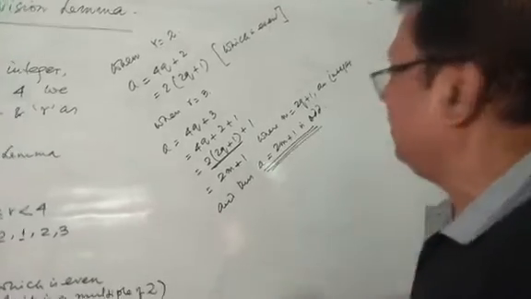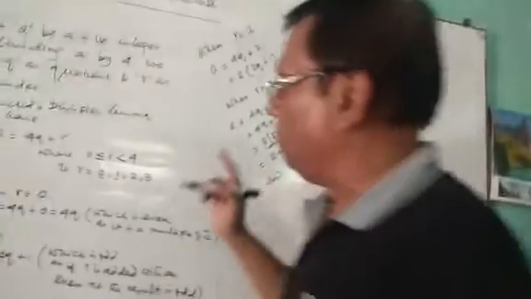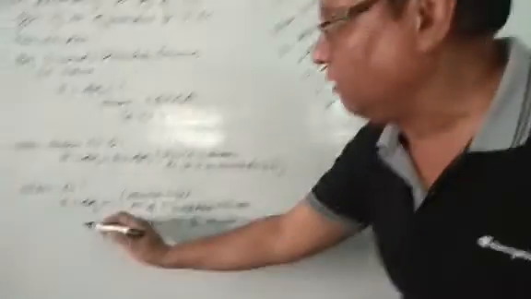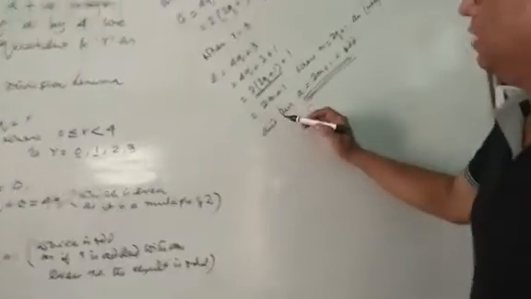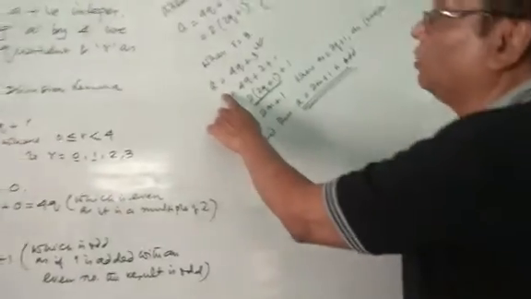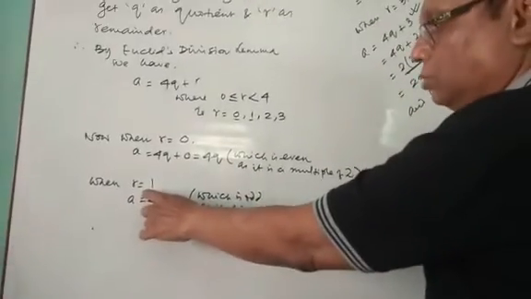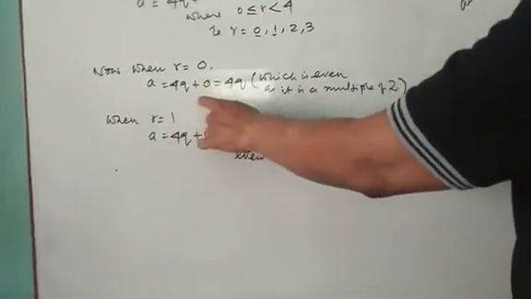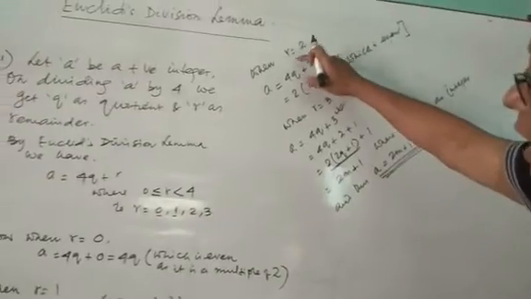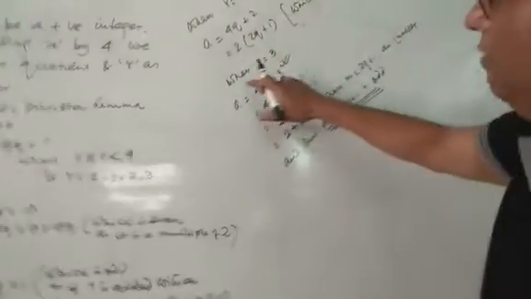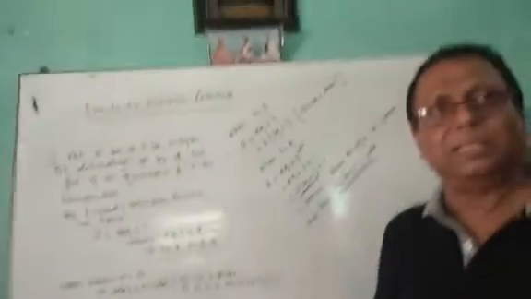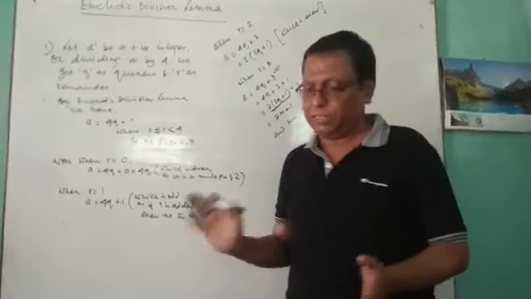So what are we proving here? We proved that any positive odd integer is either in the form of 4q plus 1 or it is in the form of 4q plus 3. You see, if the remainder r equals 1, then the result is odd. If r equals 0, the result is even. If r equals 2, the result is again even. If r equals 3, then the result is odd. Thus, any positive odd integer is either in the form of 4q plus 1 or 4q plus 3.